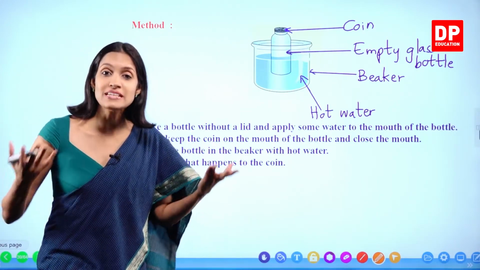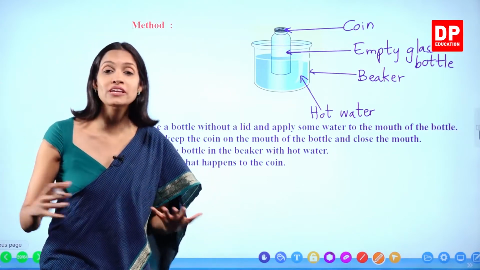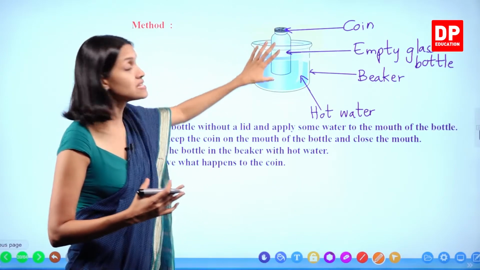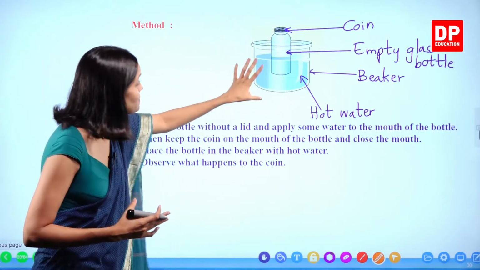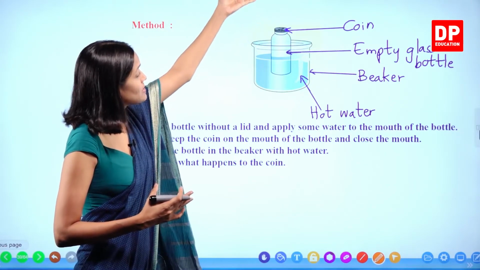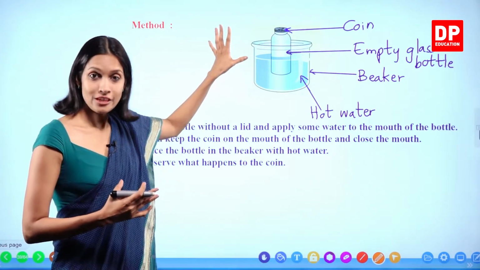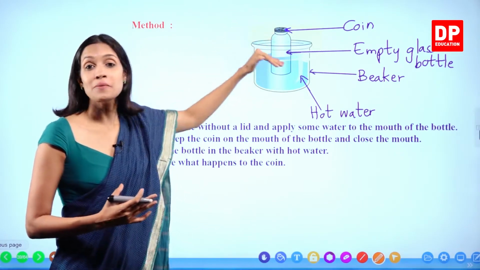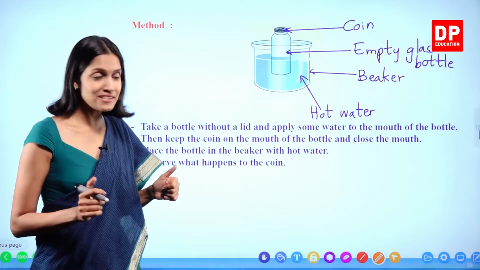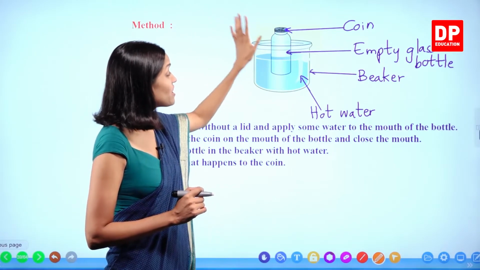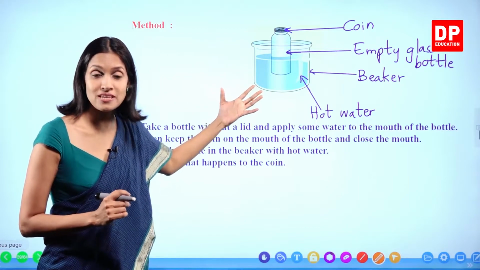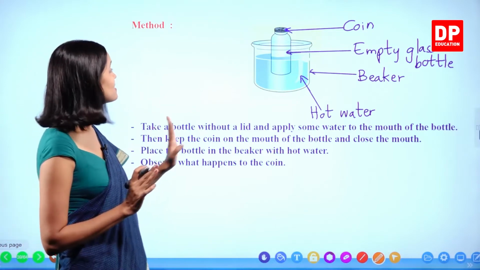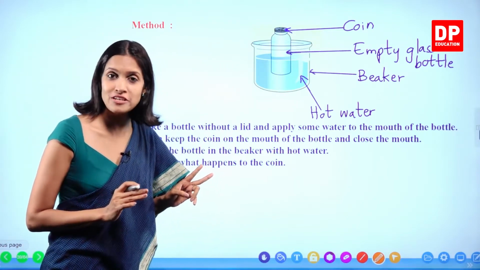Now volume increases means as air spreads throughout the entire space, when the volume increases, it doesn't have enough space inside the bottle to move. Thereby, by pushing the coin upwards, this air goes out. Right, children? Because of that, we can see the coin moves up and down. Understand, children? After doing this activity, it's very clear that air expands. Air's volume increases when it absorbs heat. Do you remember what the other two activities we did were?